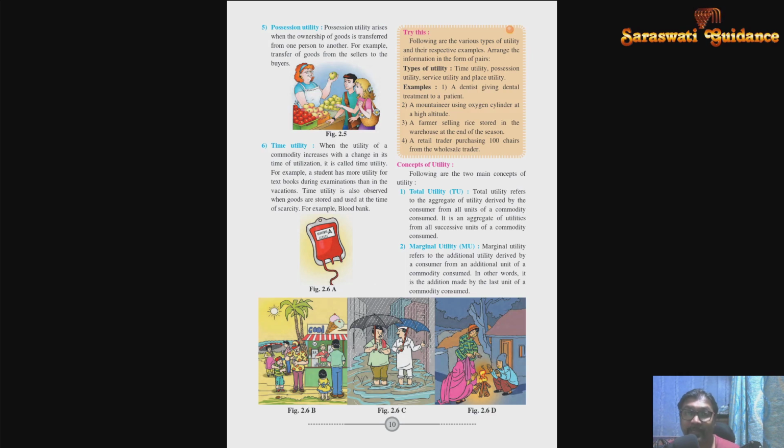Okay, the next one is possession utility. Possession utility means the utility of a particular commodity which depends upon who possesses that particular commodity. For example, there is a vendor of fruit. That lady in the picture is selling fruits. For her, the utility of the fruits is different, and for the people who are buying fruits from that lady, the utility of those particular fruits is different. So possession utility means utility that depends upon who possesses that particular commodity.